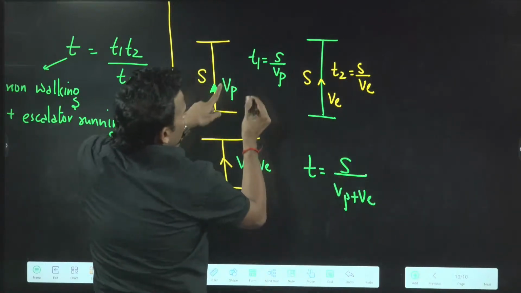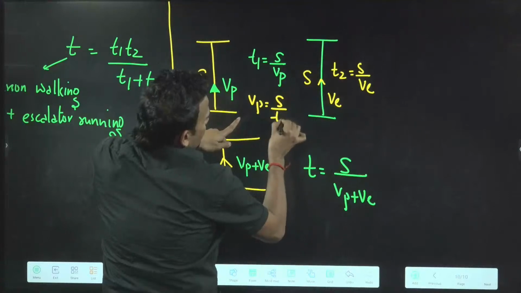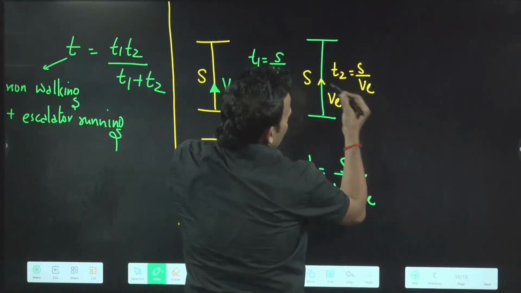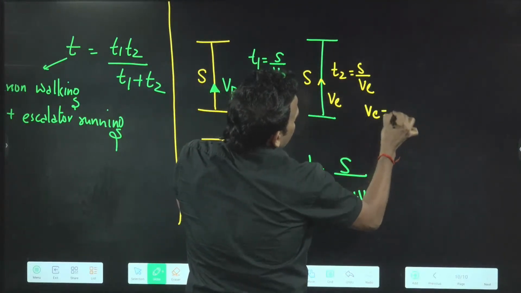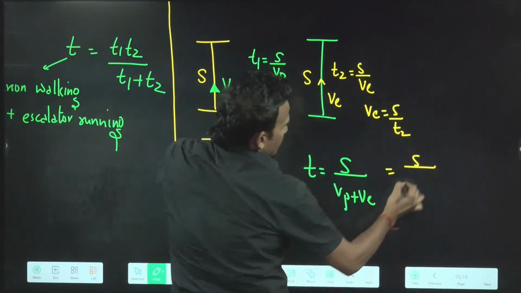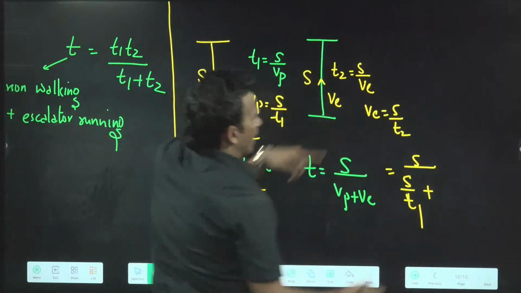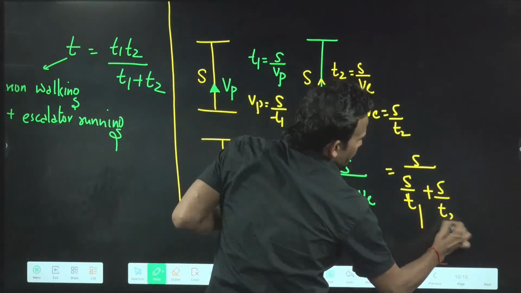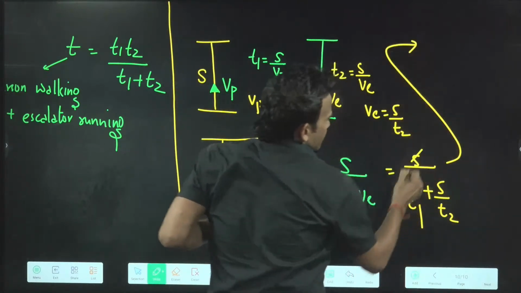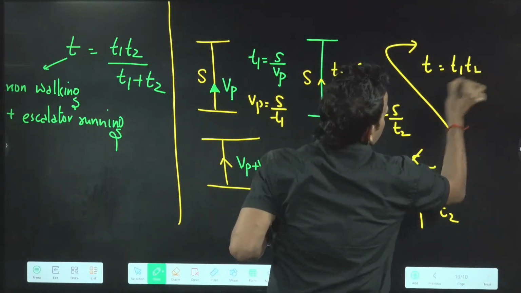And the point is, you can find Vp from here: Vp will be S by T1. From here you can find Ve: Ve will be S by T2. You can put here S by Vp, that is S by T1, and Ve is S by T2. If you simplify, the S will get cancelled. You'll get the time taken as T1 T2 by T1 plus T2.